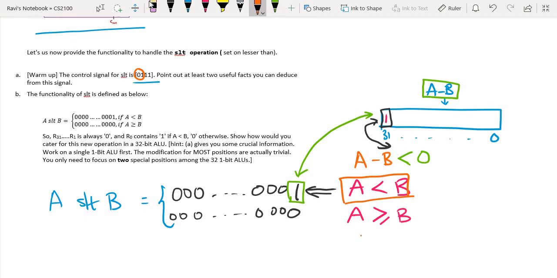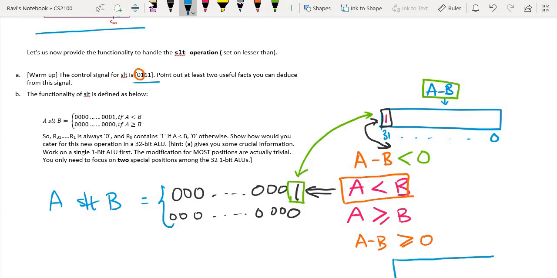Again the same thing. If I'm going to do A SLT B and A is in fact greater than or equal to B, then the answer of A minus B is going to be greater than or equal to 0. Correct? So this implies that it's a positive answer.